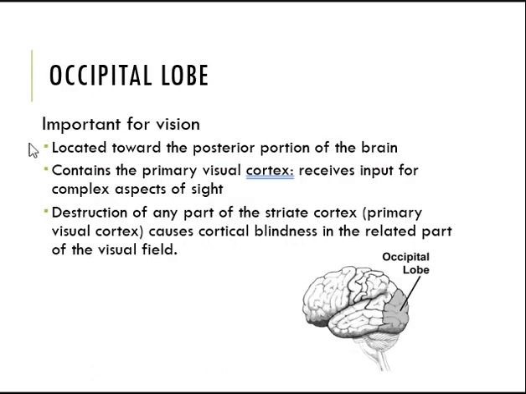And now we have the occipital lobe, all the way in the back, and highly important for vision. It is the most posterior portion of the brain and contains the primary visual cortex, which receives input for complex aspects of sight. Destruction of any part of the striate cortex, or the primary visual cortex, which is another name for it, causes cortical blindness in the related part of the visual field.